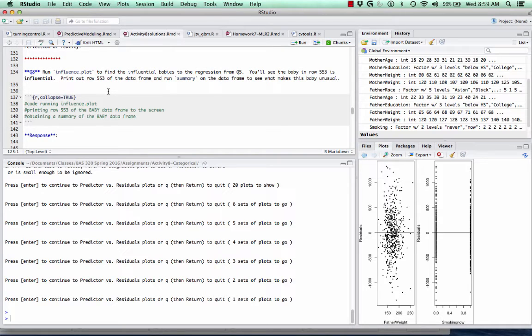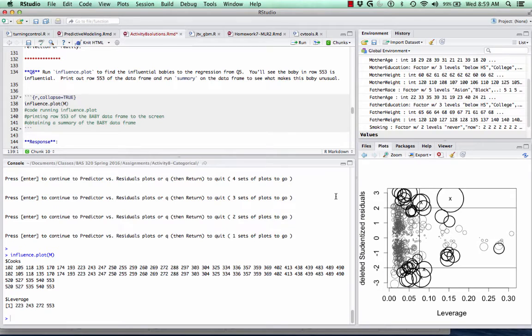All right, one thing we have also talked about is that not all individuals are created equal when it comes to determining what the regression model looks like. Some have more influence than others. So let's look at the influence plot of this model to see if there are any highly influential babies in terms of determining those coefficients. And we do see a few. We see 4 points here, rows 223, 243, 272, and 553, that contain babies that had more than their fair share of influence over the coefficients of that regression model.